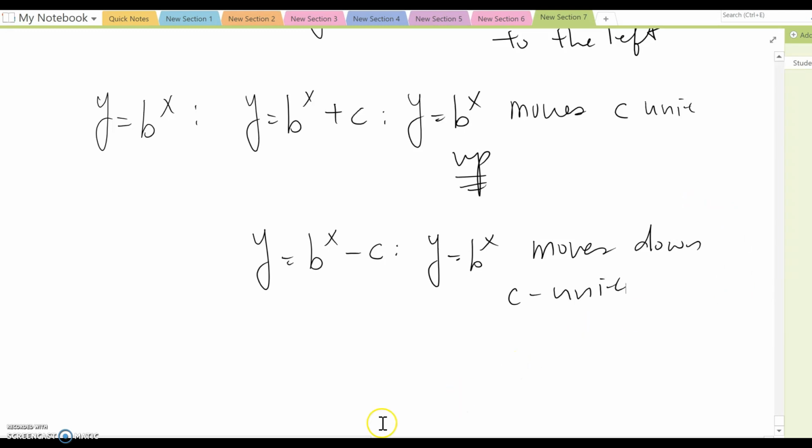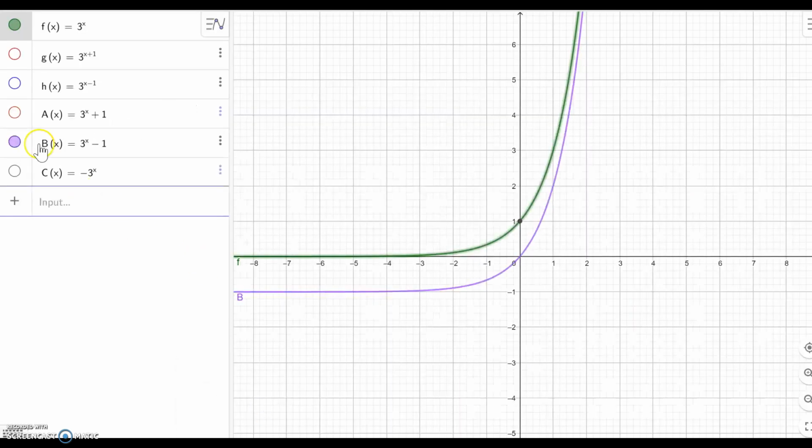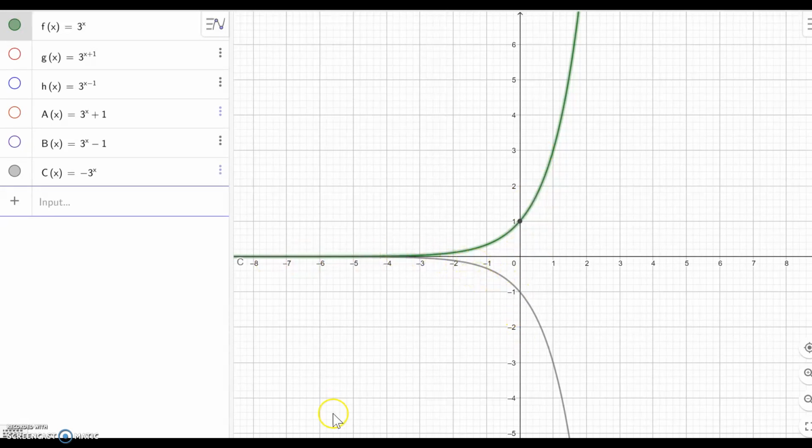Then what about f(x) equal to 3 to the x compared to c(x) equal to negative 3 to the x? Can you conjecture the graph of this one? As you see here, this is symmetric based on the x-axis. Therefore, you just make all these points, the y-intercept, before it was 1, now become negative 1, and also it never passes through the x-axis here.